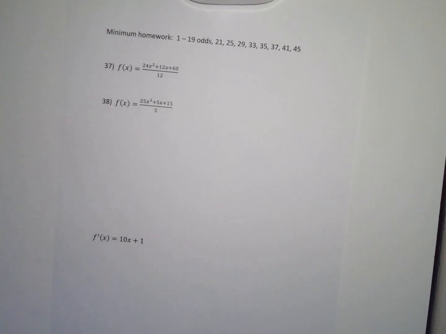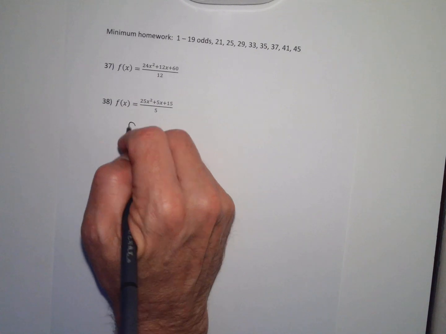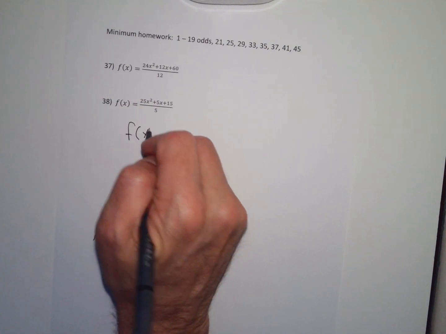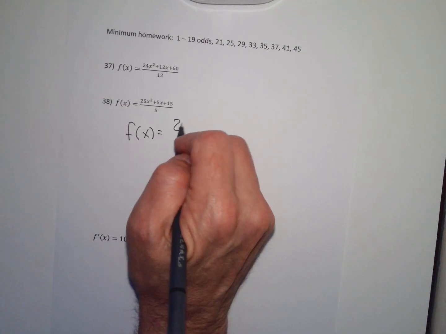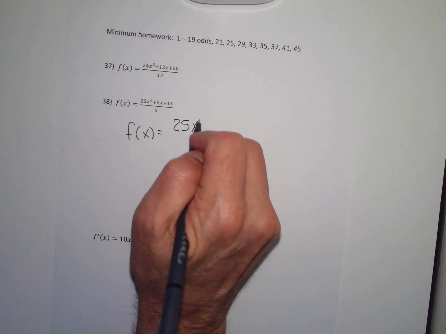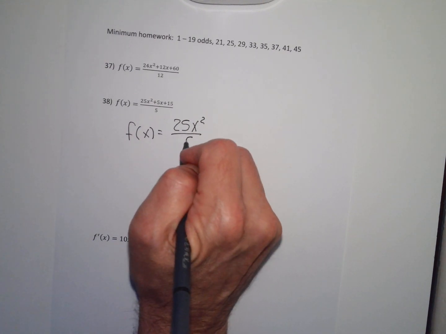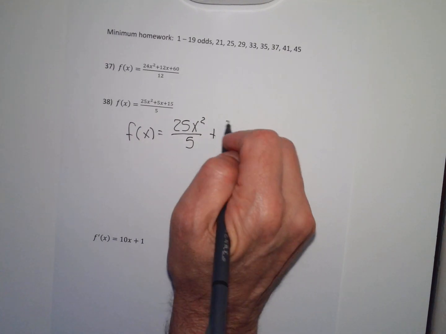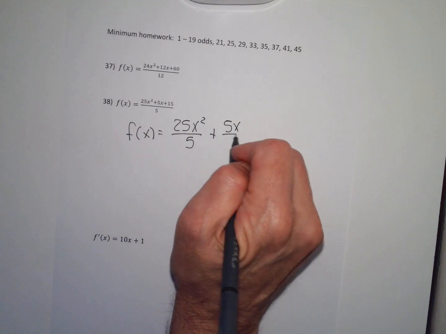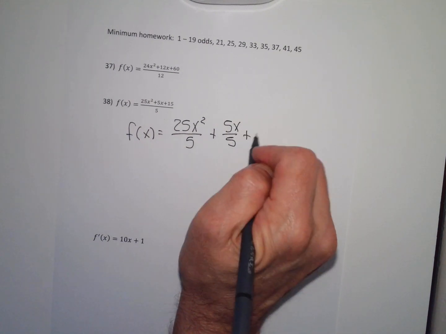Number 38, same deal. I'm just going to rewrite this as multiple fractions. I'm going to say the fraction can be rewritten as 25x squared over 5 plus 5x over 5 plus 15 over 5.